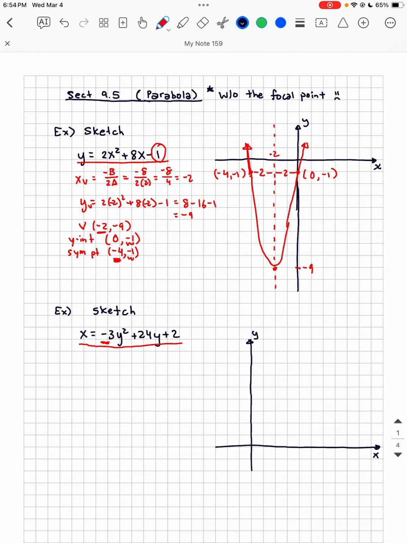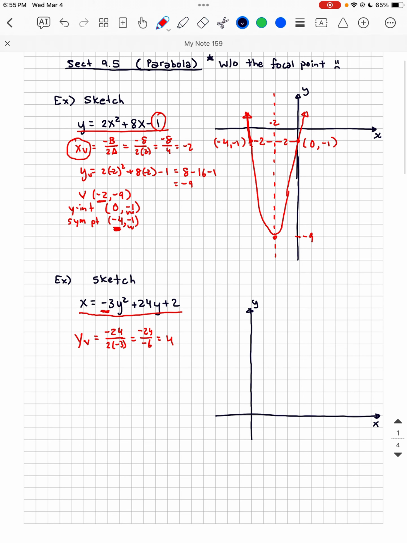So first things first, same as before, we're going to solve for the vertex. At first it was the x value of the vertex, but now we're going to solve for the y value of the vertex because we changed from x to y and y to x. So similarly, it's going to be negative 24 divided by 2 multiplied by negative 3. Same procedure, but just solving for y this time. So negative 24 divided by negative 6, and that's going to give us 4.